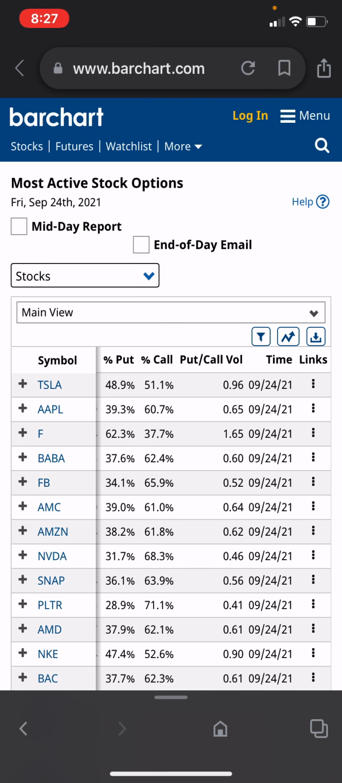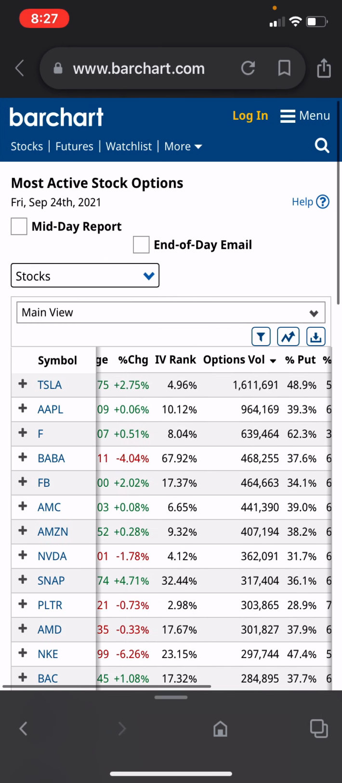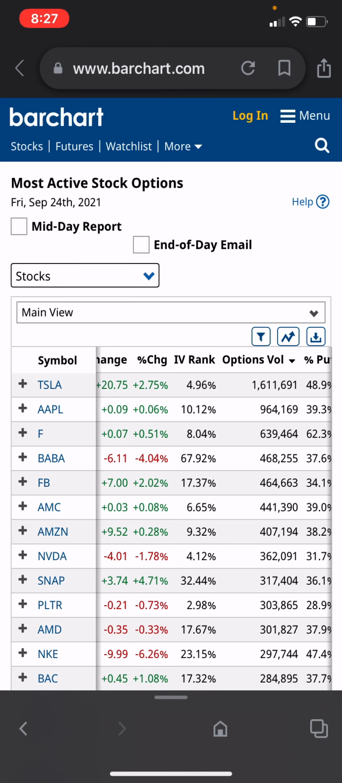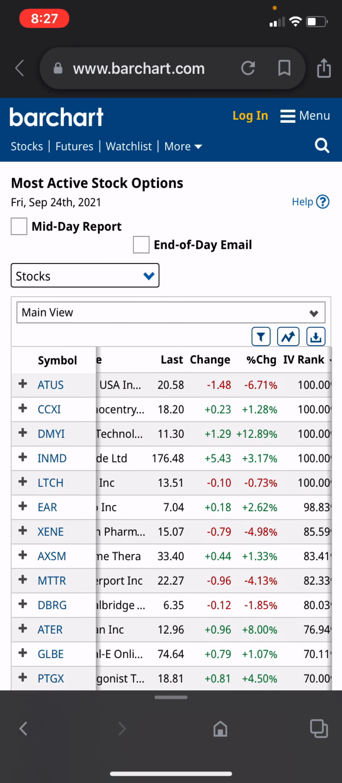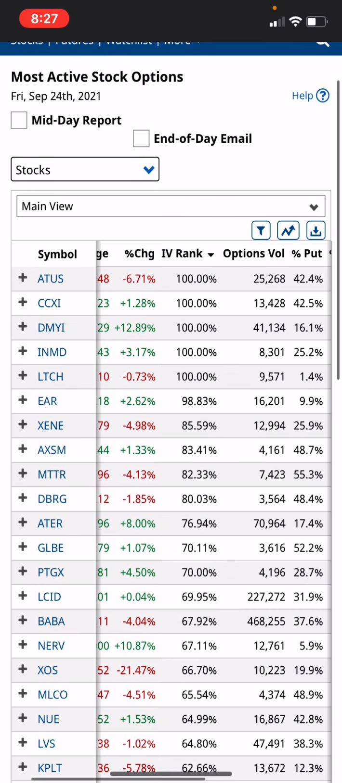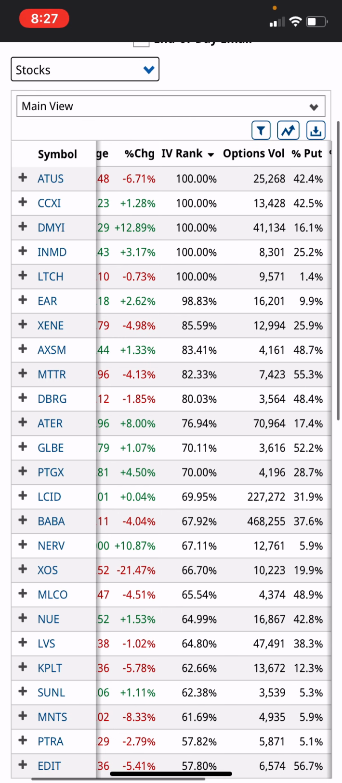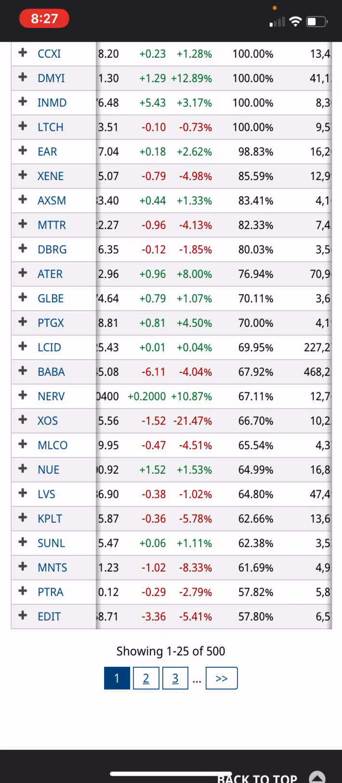So you go over here to bar chart, right? And you go to most active options, and you see this column here, IV rank. I like to hit this here, and it sorts it by the highest IV rank. So I like to start with the highest IV rank and work my way down and look at the options chain to see if there's stuff that I like to put a trade on.